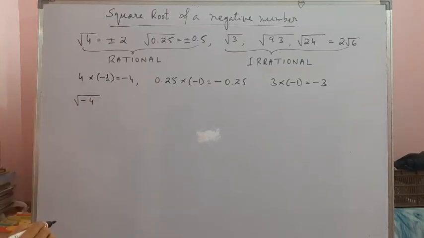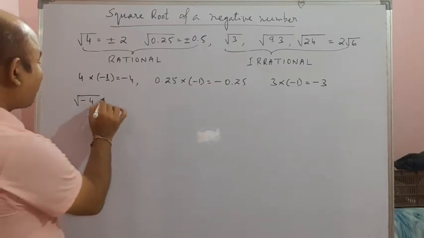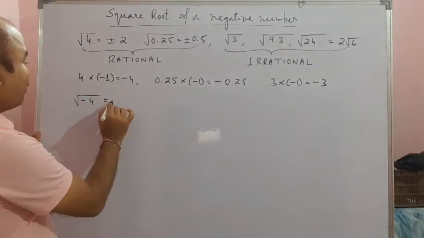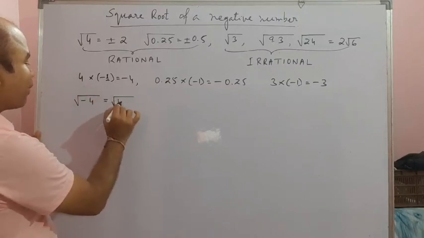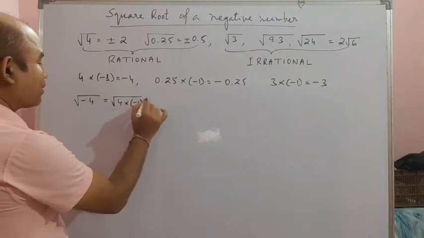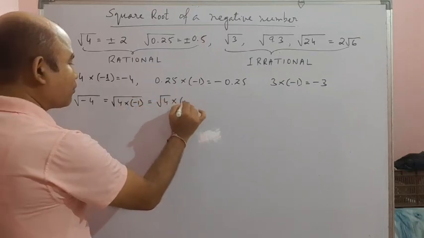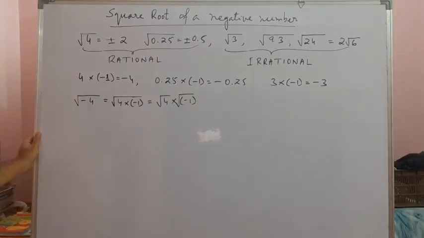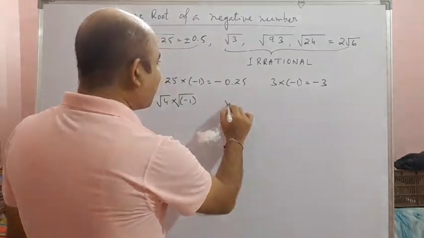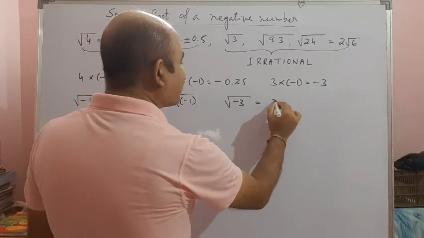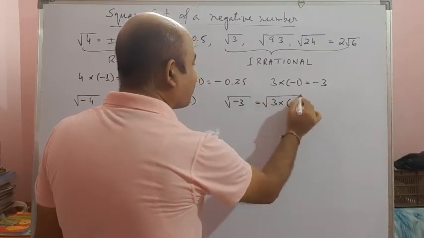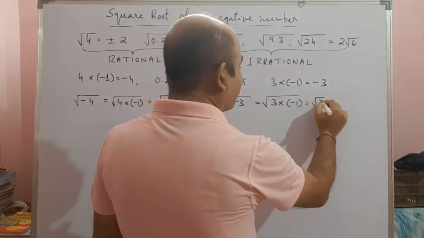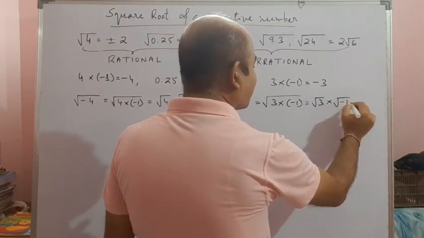Suppose we are to find the square root of minus 4. What is the problem here? Minus 4 is 4 into minus 1, so you write it like this: the square root of 4 into the square root of minus 1. Or suppose we want to find the square root of minus 3. As minus 3 is plus 3 into minus 1, the square root of minus 3 means the square root of 3 into the square root of minus 1.